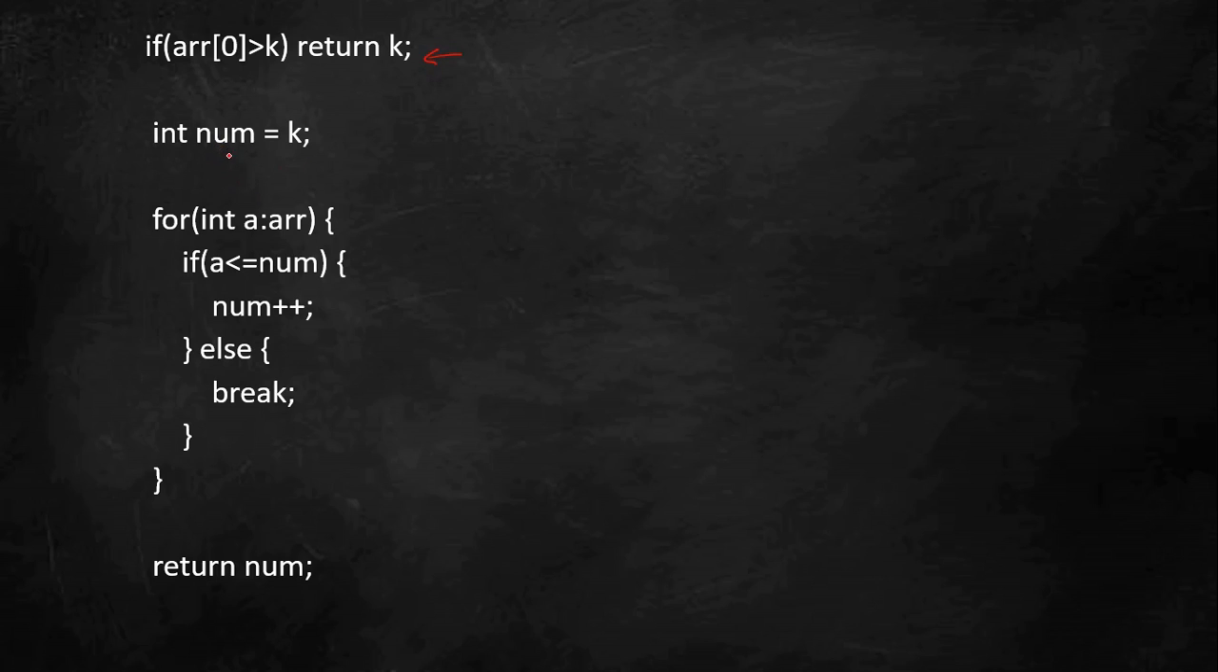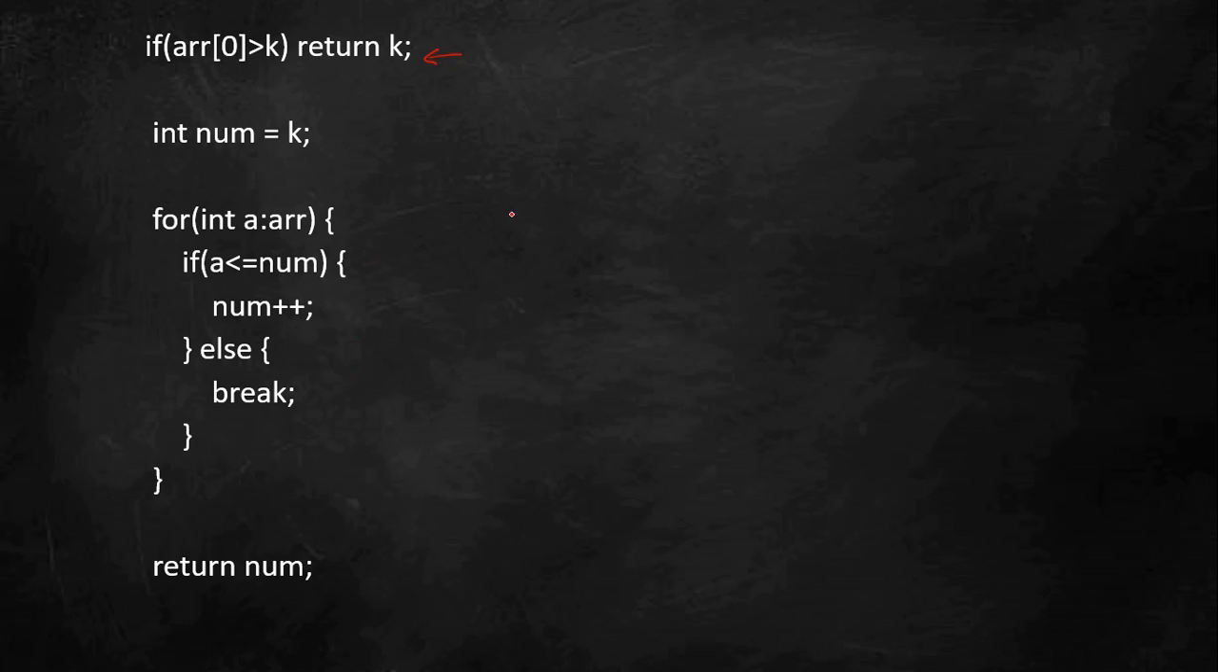Then I'm creating a pointer that is the same as k initially, and I'm iterating over the array. I'm checking if the value of the array element is less than the pointer value, which is the num value. If that is the case, then I'm incrementing the pointer, because that means that the value is present in the array, so I need to increase my counter or the pointer by 1. And if a is not less than num, then I can break the loop. That means I have found the kth missing position, and at the end I am returning the num value, which is the kth missing position.